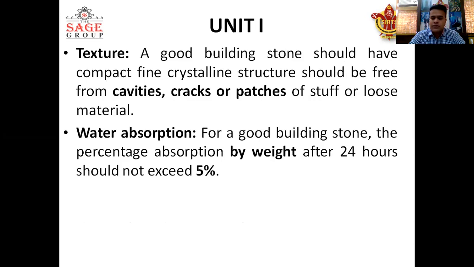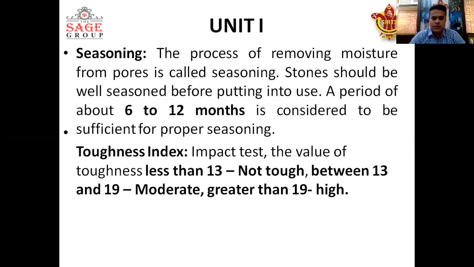The properties which I have told you, we will discuss, and I will tell you about the tests, how we can find out the various properties. Now let me tell you about the toughness index. The toughness index of a good building stone should be greater than 19 and should not be less than 13, so that the stone is considered tough enough to take the loads and be used for construction work.